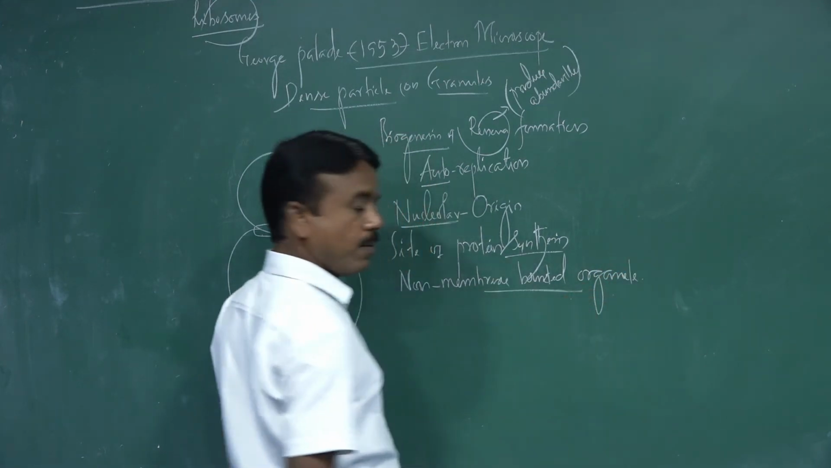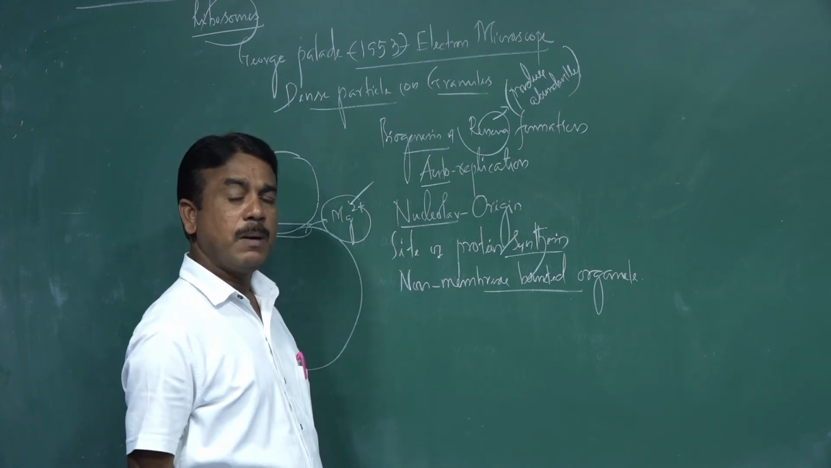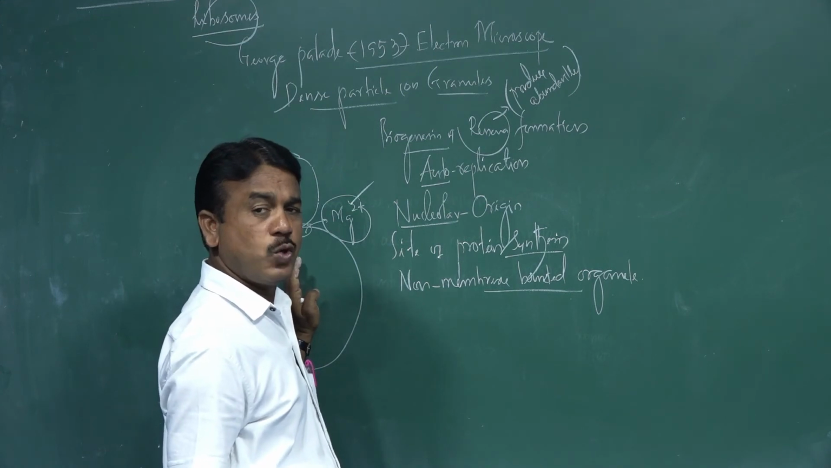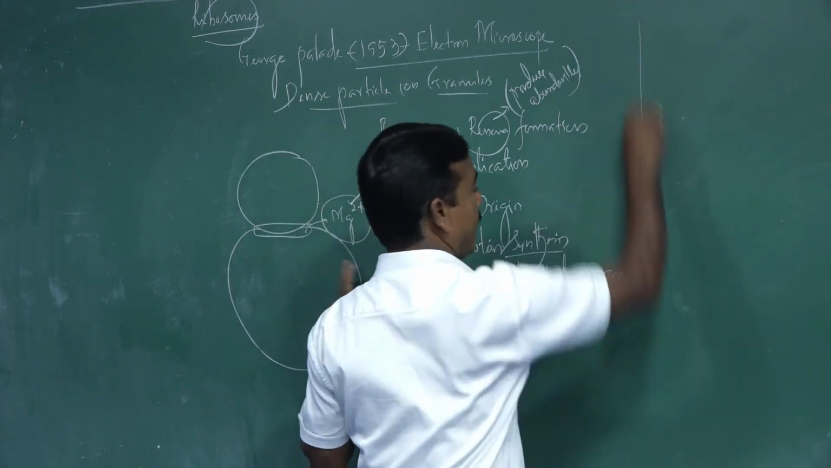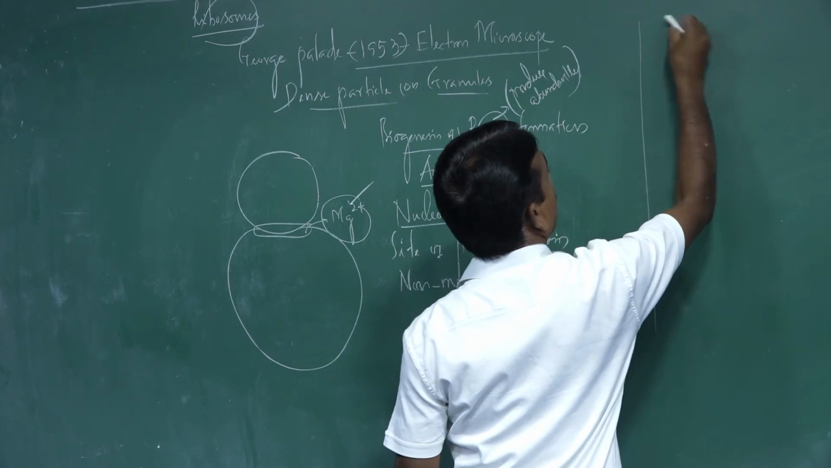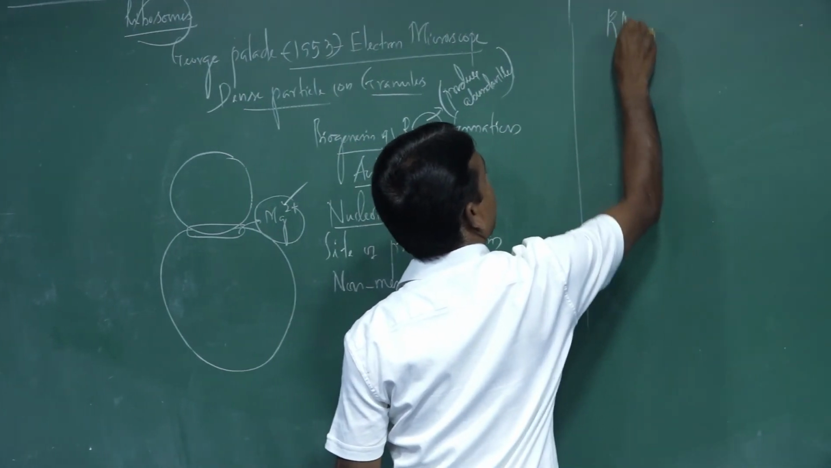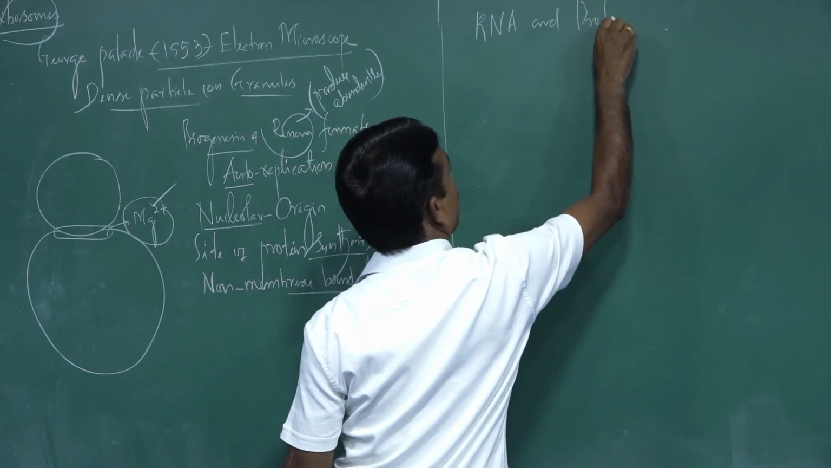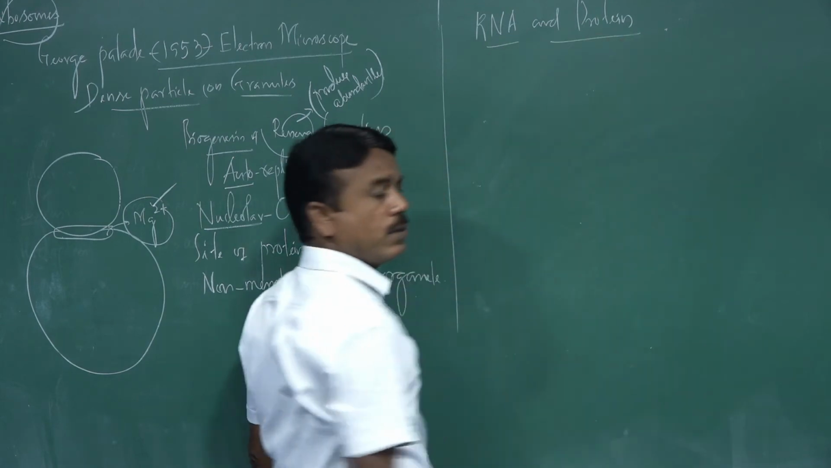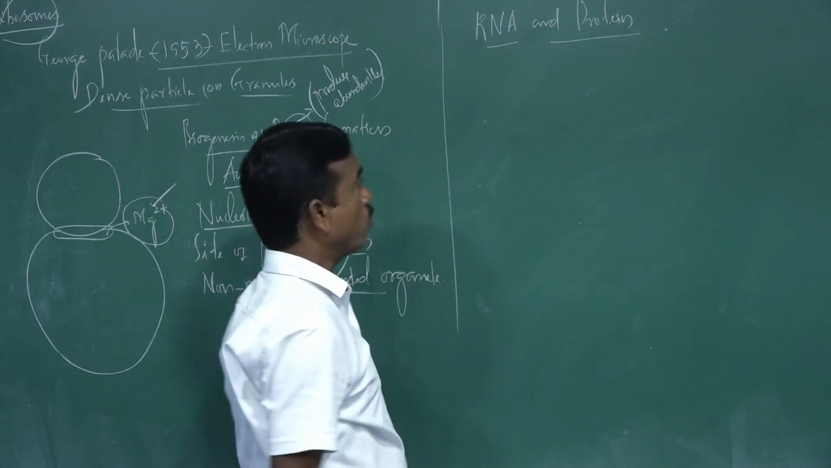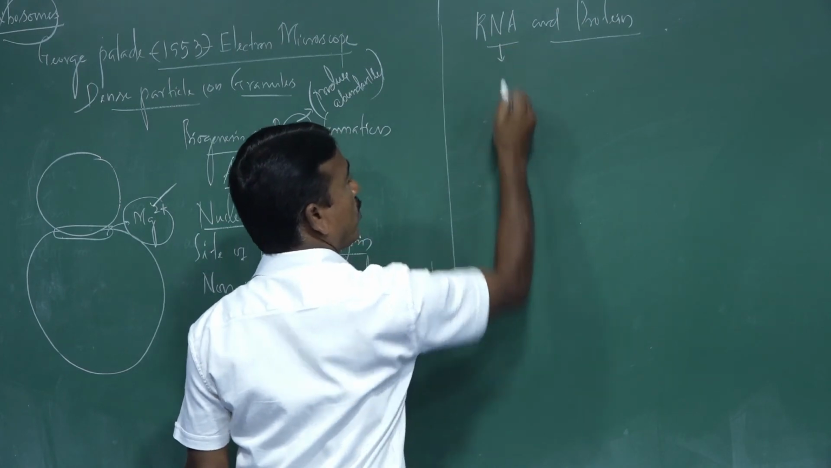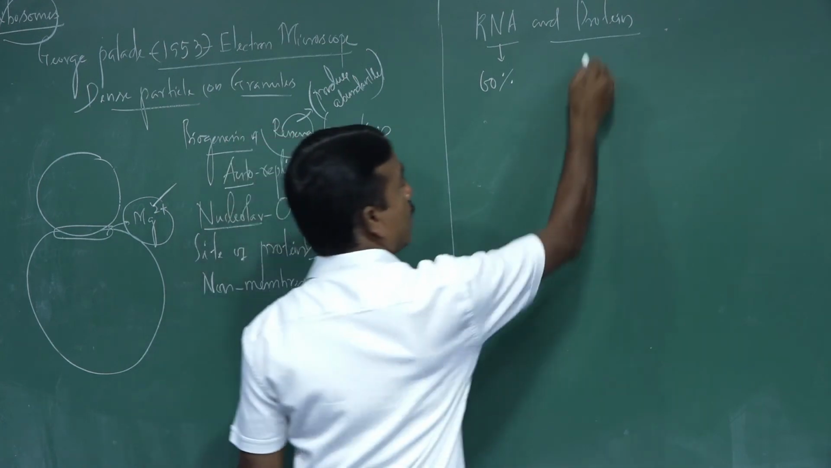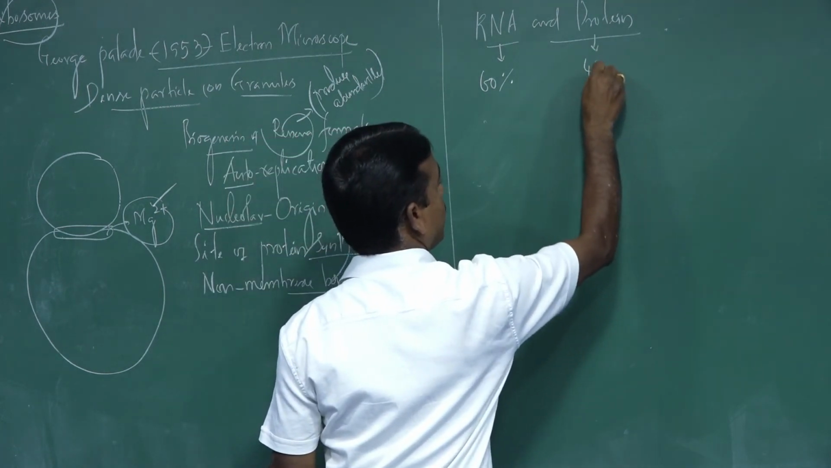The ribosome is commonly called a non-membrane bounded organelle. The ribosome consists of two different kinds of components, namely RNA and protein. The amount of RNA is about 60%, and protein occurs at about 40%.